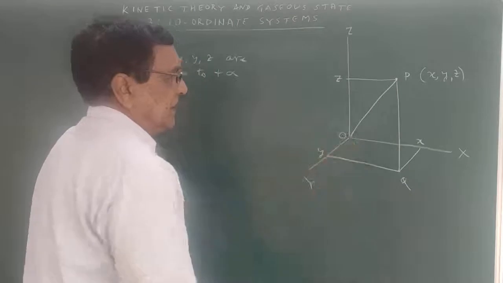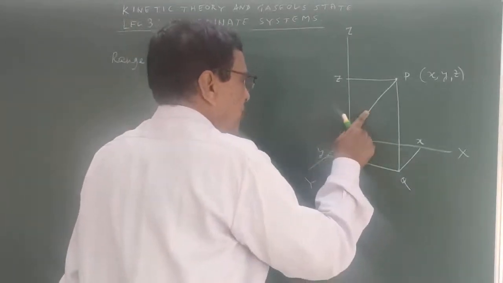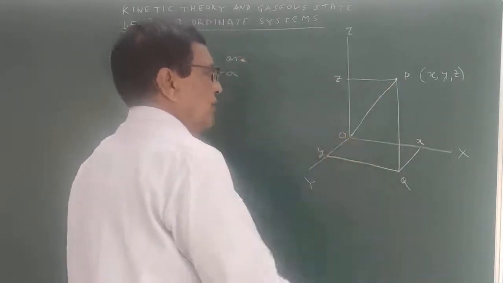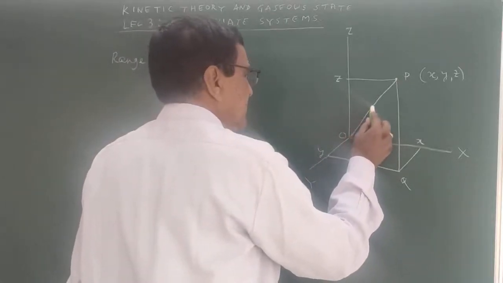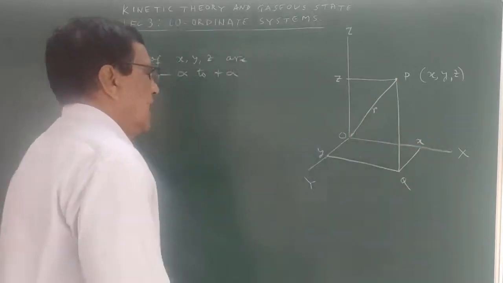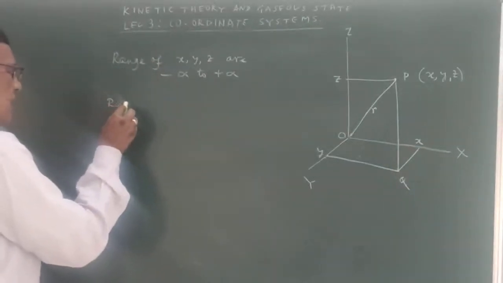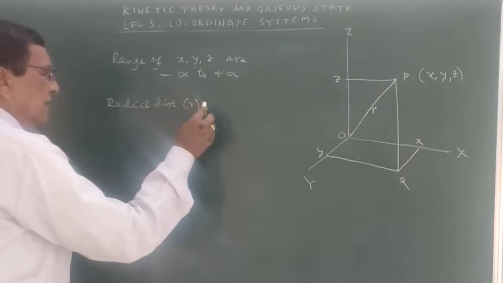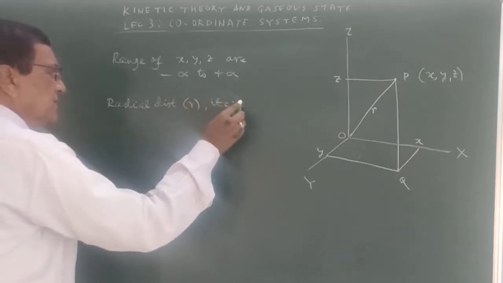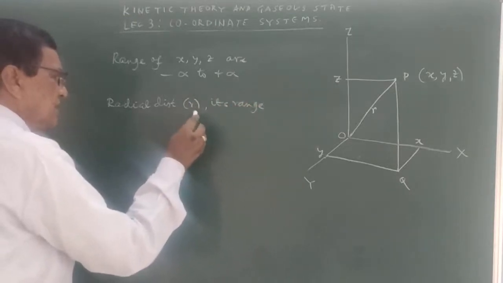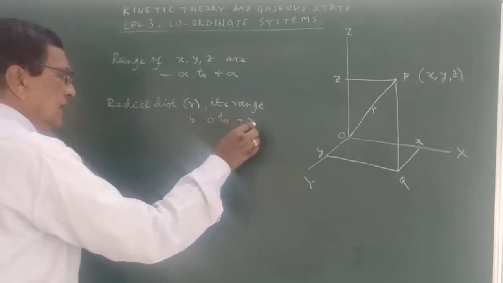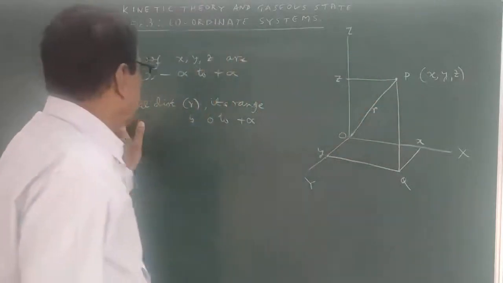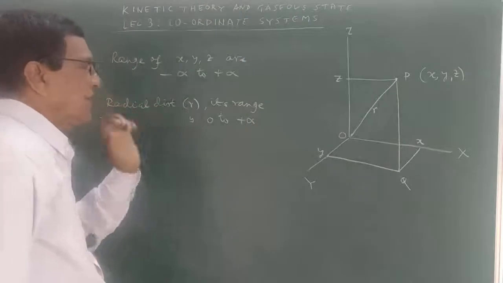So, if we now come to the polar coordinates, you can connect this point from the origin, OP, and this one is R. R is the radial distance, and its range is 0 to plus infinity. It will start from 0 and extend up to infinity, and this is the radial distance of this point P. This is the polar coordinate.